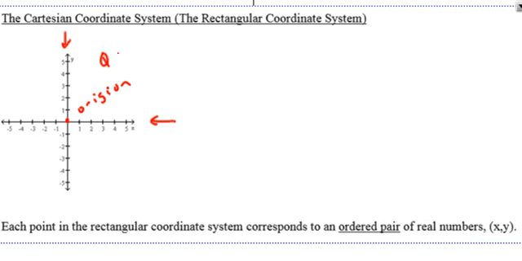This quadrant is quadrant 1. This is quadrant 2. This is quadrant 3. And this is quadrant 4. So the x and y axes divide a plane into 4 regions called quadrants. Like I said, the point where the axes cross is called the origin. It is the point 0, 0.